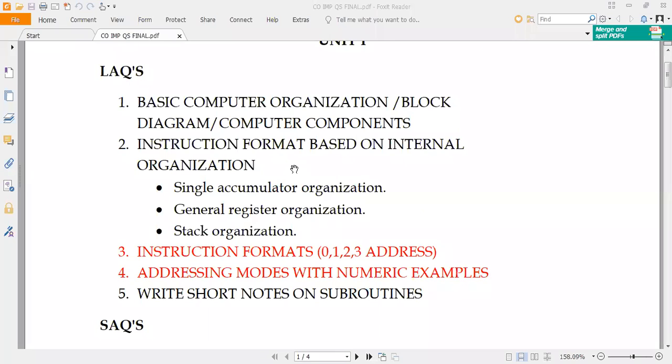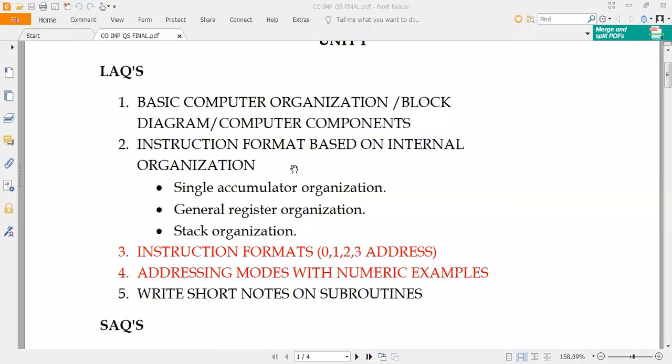Are you following? Yes, sir. So here the instruction format based on the internal organization means either single accumulator, where you will make use of only the AC register, or general register, R0 to R7, or stack organization, where we go with push and pop. These are the three types you will use if you get the question on general instruction format based on the internal organization.